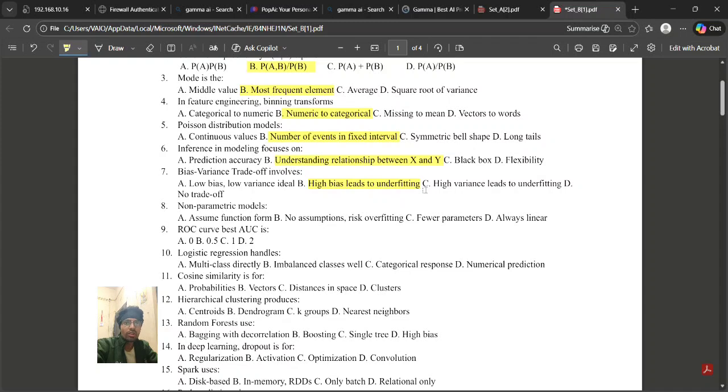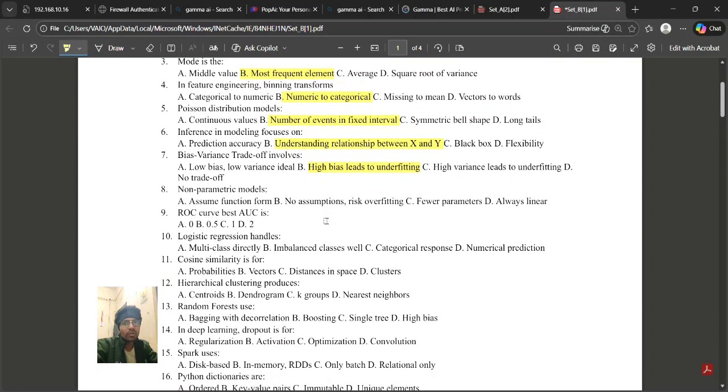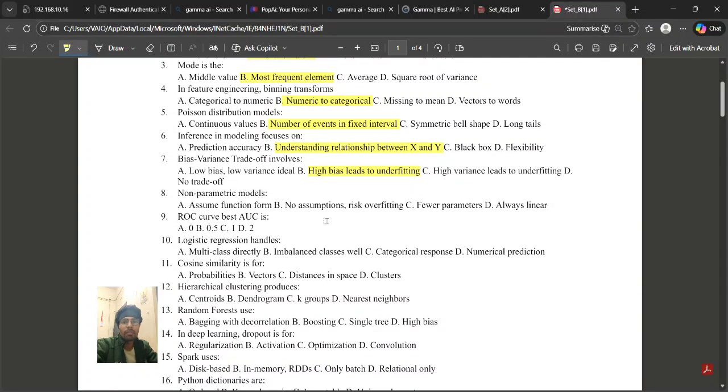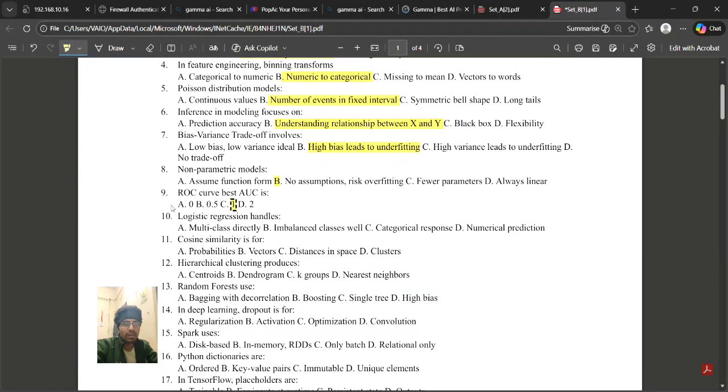Now let's go to question number 9. It asks about the ROC curve and AUC. The ROC curve plots the true positive rate against the false positive rate. AUC is the area under this curve. The best possible AUC is 1, meaning perfect classification. AUC of 0.5 means random guessing, like flipping a coin. So the answer is C, which is 1.